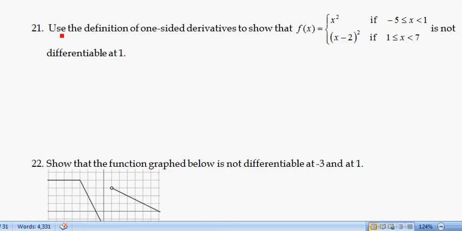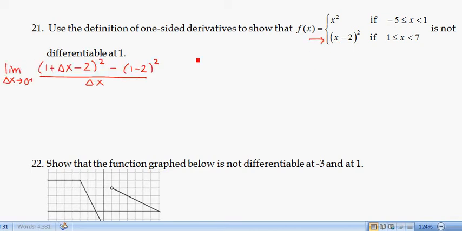Let's use the definition of one-sided derivatives for this piecewise defined function. Okay, so let's look at the limit from the right. If I'm working from the right, I'm using this second piece, right? Because I'm looking at values of x bigger than 1. So I'm replacing x with 1 plus delta x, so this is f of 1 plus delta x minus f of 1. Okay, what does this equal?